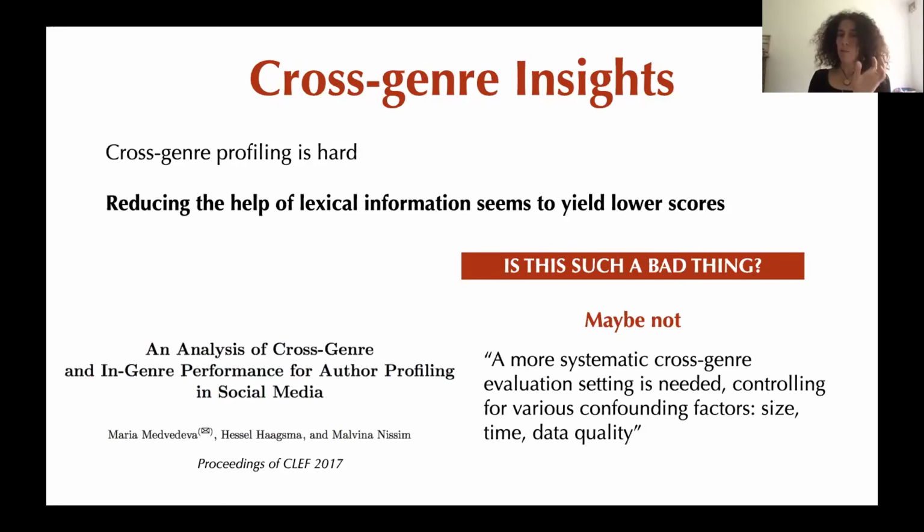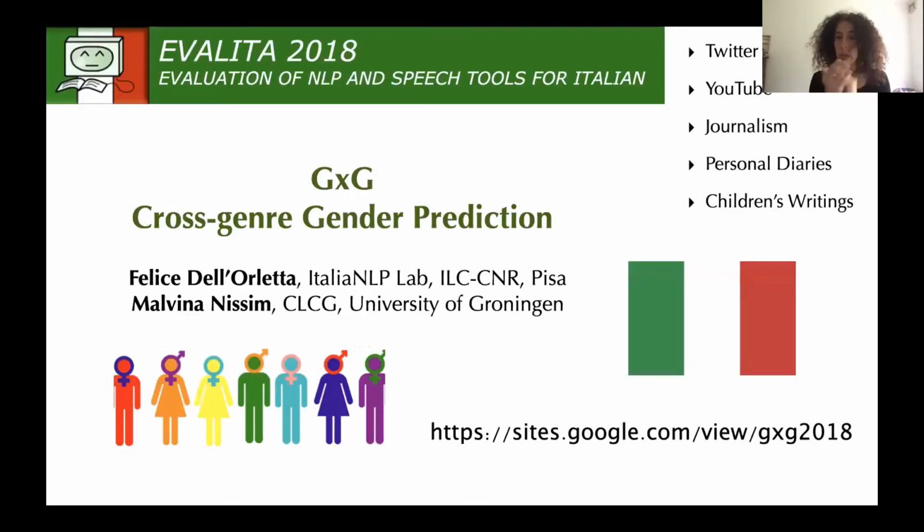And this led to the organization of two shared tasks, one for Italian and one for Dutch, where we really aimed at testing this cross-genre gender prediction. One was organized within the Evalita 2018 campaign. It's a shared task more or less like PAN, but it also involves other tasks, a bit like SemEval, for those of you who know that. And we have five different types of writing that you see up there on the right.